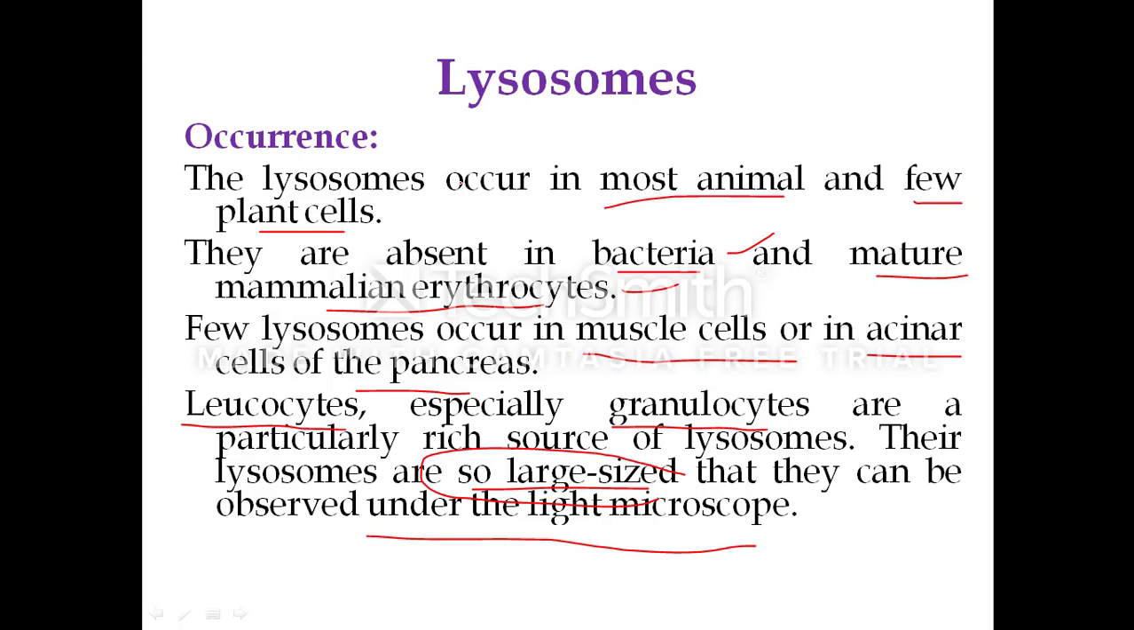So this is regarding the occurrence. They are present in most animal cells and a few plant cells. They are absent in bacteria and RBCs, and a few lysosomes are present in muscle cells and the pancreas. And the leukocytes, the granulocytes involved in phagocytosis, are a rich source of lysosomes, which are large enough to be observed even under a light microscope.